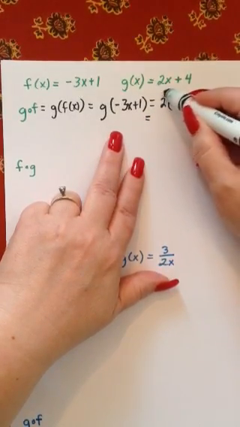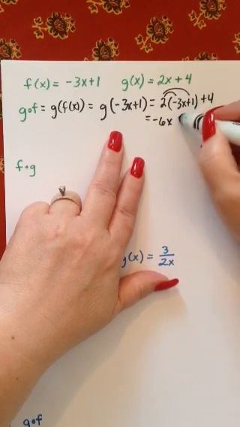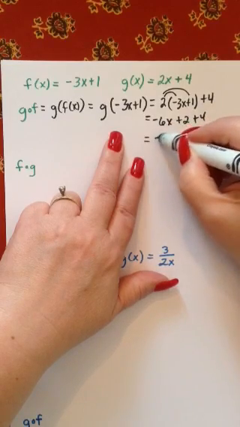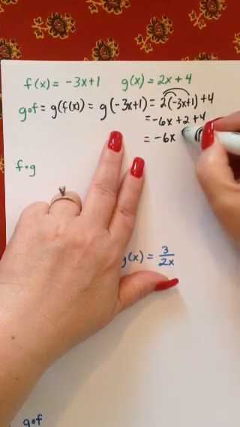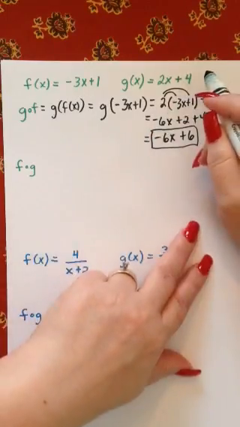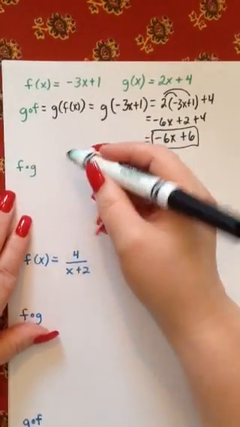So we distribute this. So this would be negative 6x, and 2 times 1 is 2, then plus 4. So the final answer would be negative 6x plus 6. All right, that is what our g of f of x is. Then they ask us to find f of g of x.